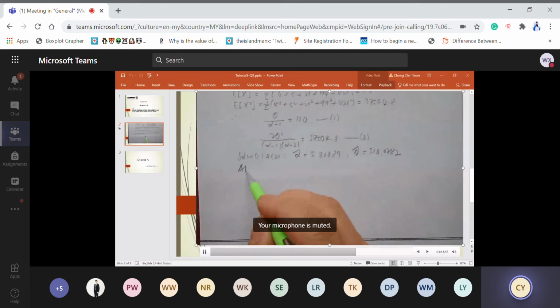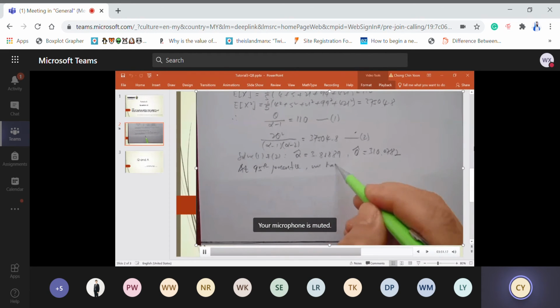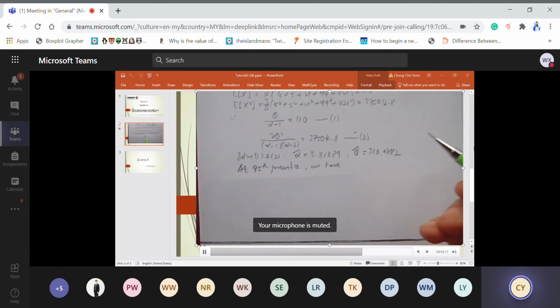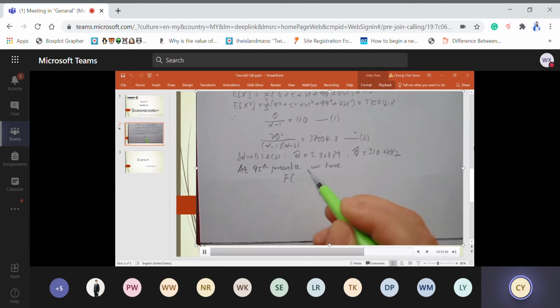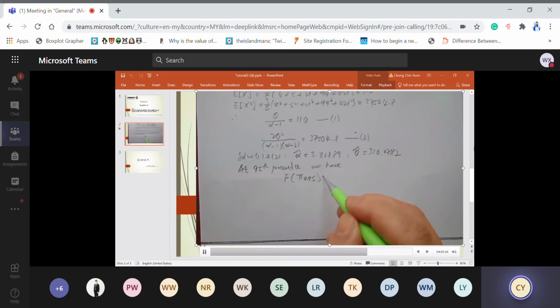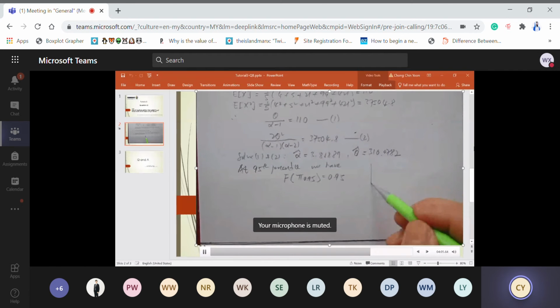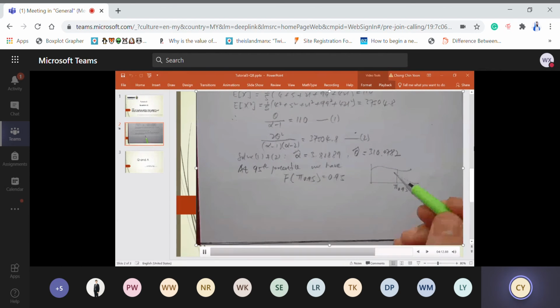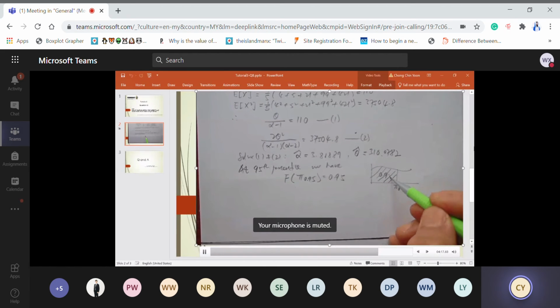Now, at the 95th percentile, we have the following. The CDF at the 95th percentile is equal to 0.95. This can be explained by a diagram: at this 95th percentile, the probability of the CDF is 0.95.